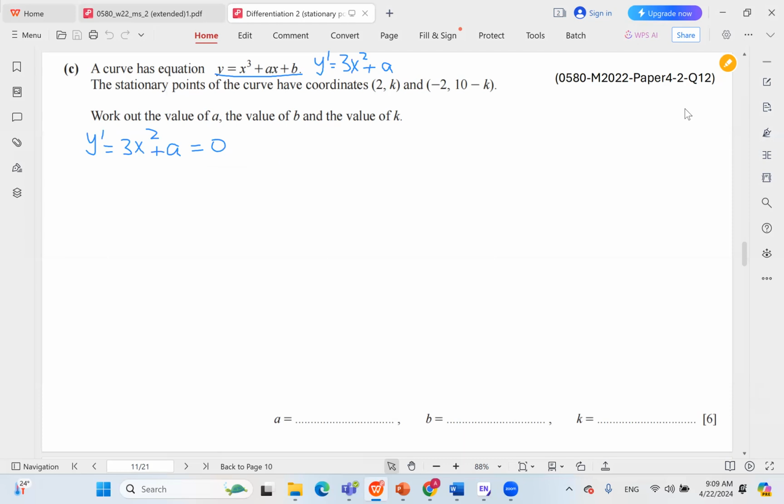So let's just try to plug in x equals 2 here. So y dash equals 3 times 2 squared plus a, and this is equal to 0. So therefore, we can say that 3 times 4, which is 12, plus a equals 0, and therefore a is negative 12.